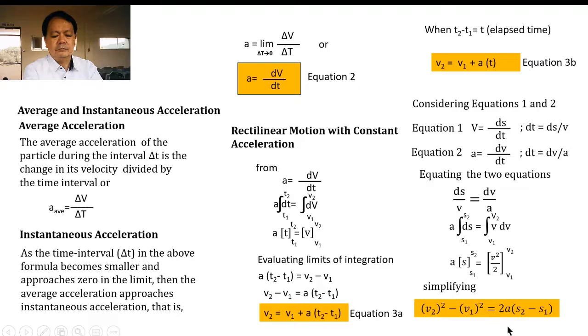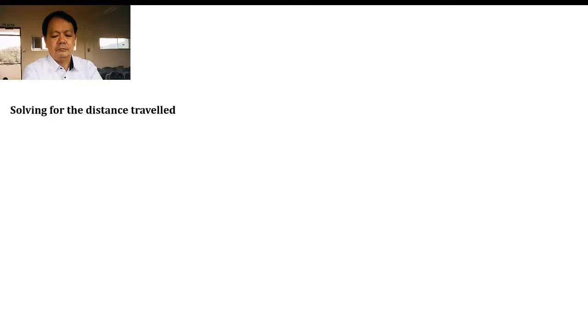Ano? Okay, medyo baka bigla lang kayo na-recall na ganito, bakit nagkaroon ng s sub 1 dito? Samantalang naunawaan ko, it's just equal to 2a times s. Okay? So ituloy na natin. Okay, so if we're going to solve for the distance traveled, how are we going to solve for the distance traveled? I-recall ulit natin yung formula.